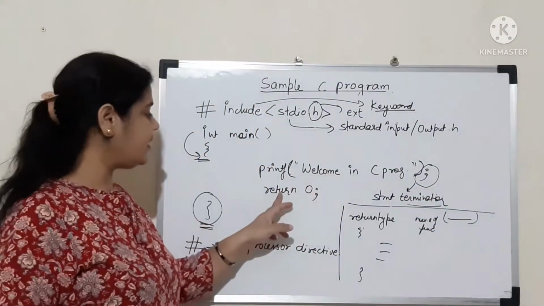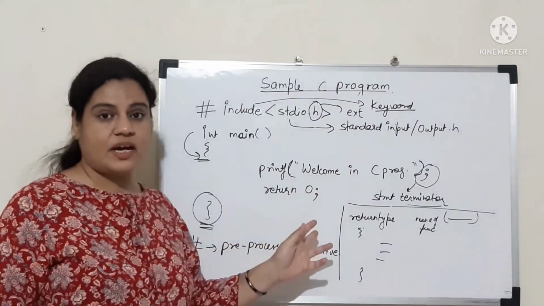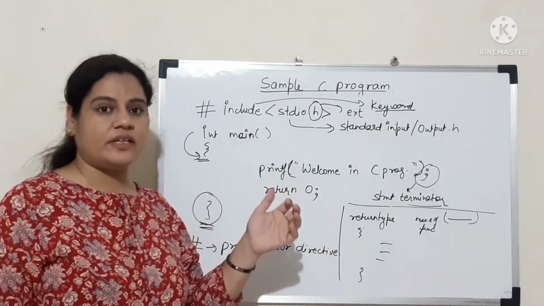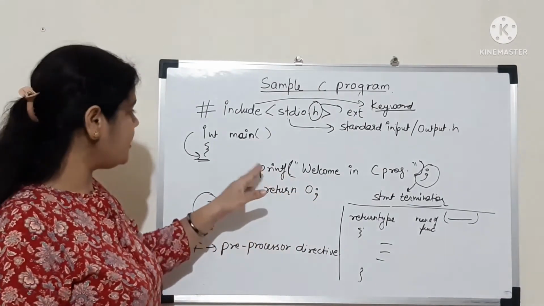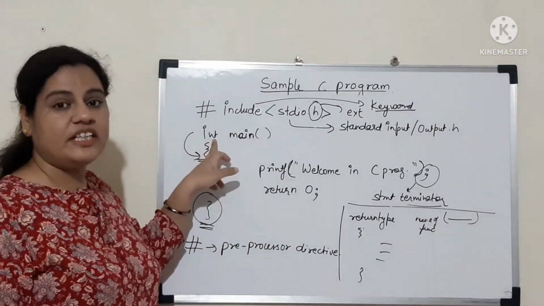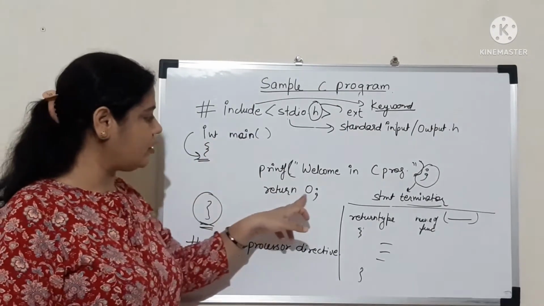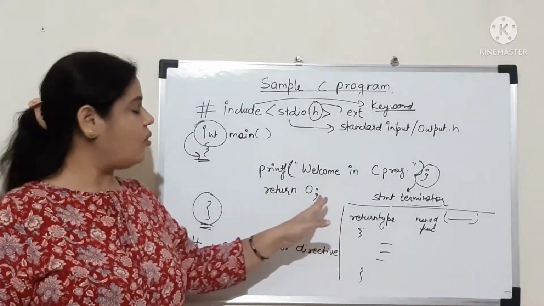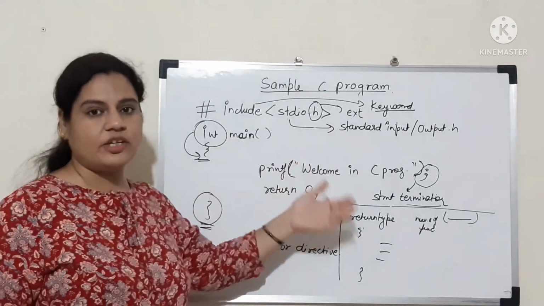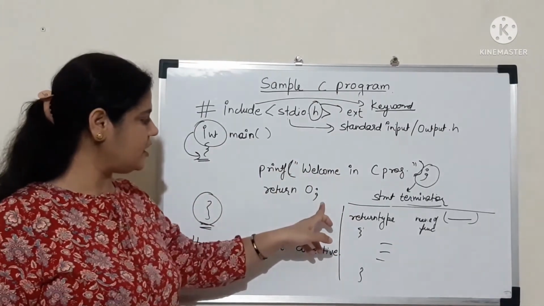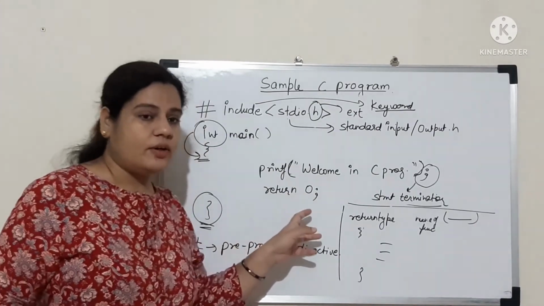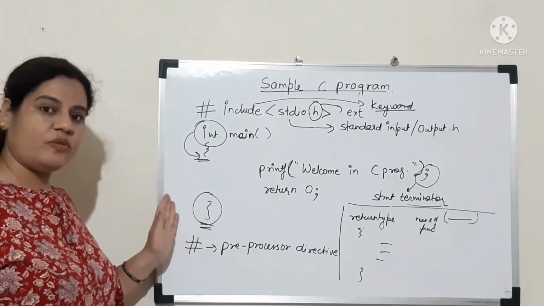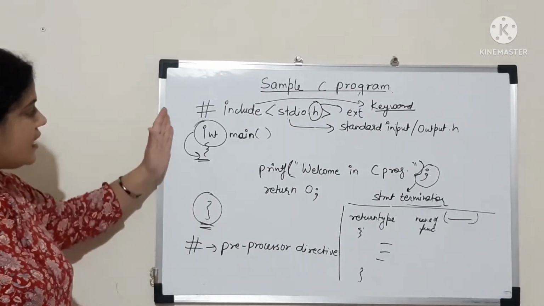Next is return 0. Every function must return something. If the function is not returning anything, it means it is returning void, nothing. Otherwise, if integer is the return type, then we need to return 0. Only an integer value you need to return, so we return the 0. Again, statement termination operator. Return is also a keyword. Next is closing the braces. Closing braces indicates your program ends here. This is a simple program.